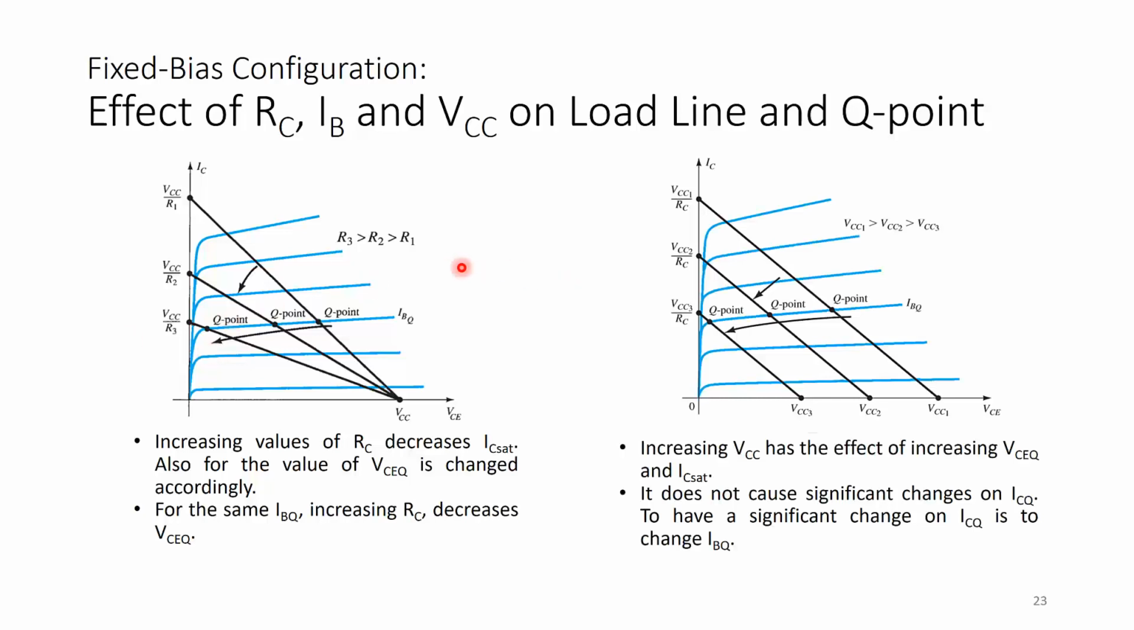Also, what happens if you increase VCC? Increasing VCC has the effect of increasing VCEQ as well as IC set, where you can see here that if VCC3 is the smallest, the Q point is also decreased as VCC is decreased. Whether you increase VCC or not, it does not cause significant changes on ICQ, because IC is dependent on IB and IC is equal to beta IB. So either you set a higher IB if you need a higher IC, or if you still have the freedom in your design to change the BJT, you may want to find a different BJT with a higher value of beta.